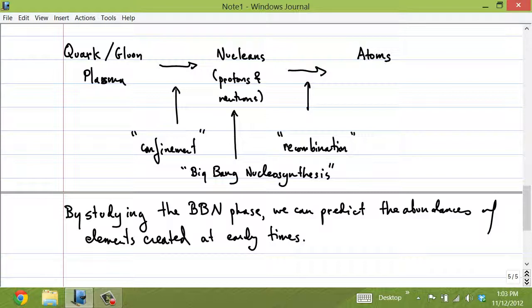Of course, other elements are created during the evolution of our universe at later times through the fusion processes that take place in stars. But it turns out that this understanding of the creation of nuclei during the Big Bang is one of the strongest constraints that we have on our understanding of nuclear and particle physics.